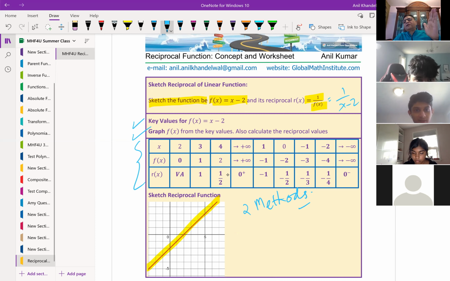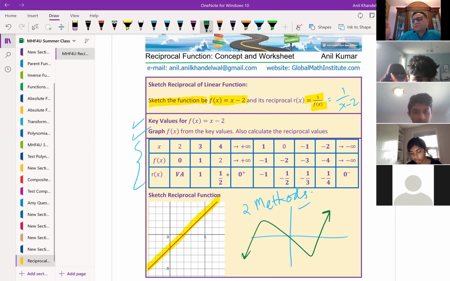We have already seen parent function transformation. That job is over, correct? Right. We're trying to understand techniques of sketching a reciprocal function, which could be anything. Let's say this is my function. I've just drawn something. Now we don't have any function equation to work with. How do I sketch the reciprocal of this function? Tell me. To sketch it, what will I do?